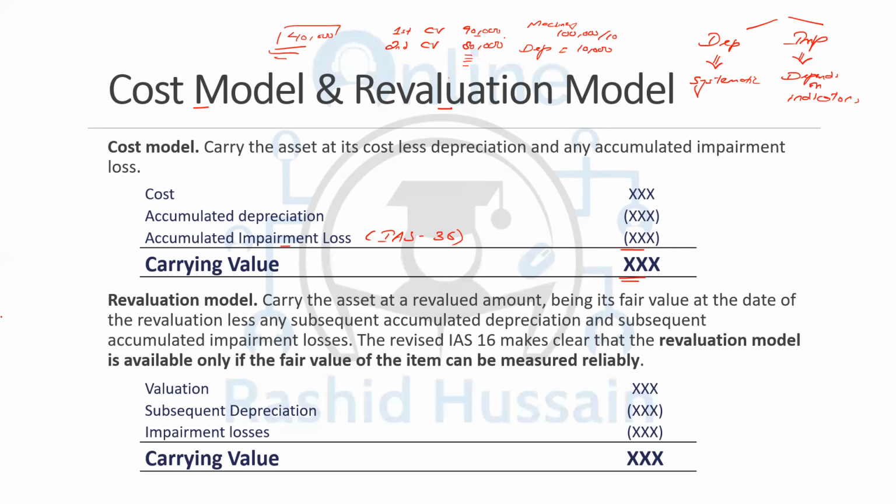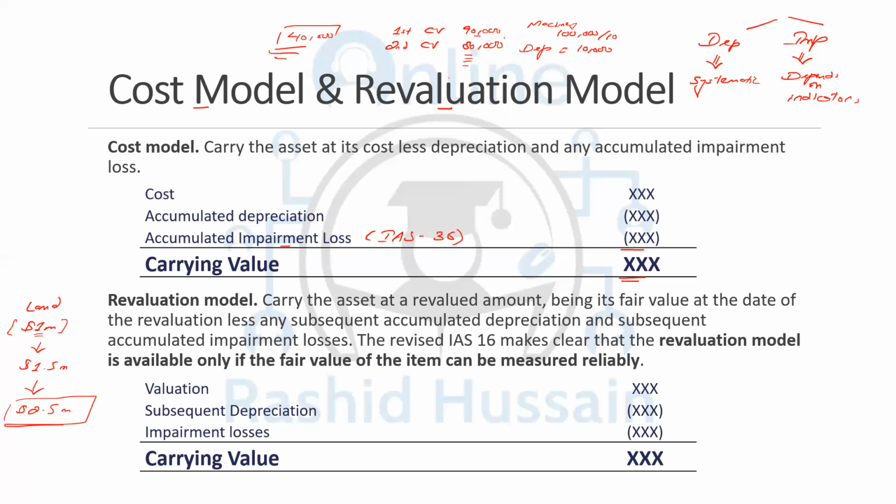For example, we talk about land. I purchase a piece of land for $1 million. And after 1 year, its fair value has reached 1.5 million. Now it's a big change in the market value. And if I keep on recording this land at 1 million, then it's not a fair presentation. Similarly, let's assume by the end of the second year, this land has reached 2.5 million due to the increase in the market prices, due to the high demand for land. Now, if I keep it in the cost model, I will be keeping it at 1 million and the market value is 2.5 million. I'm understating the assets.